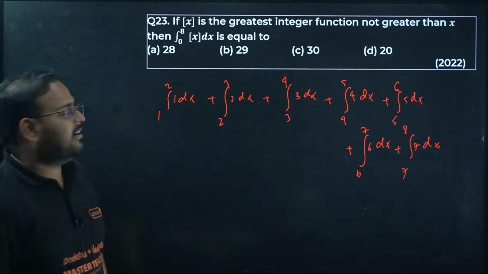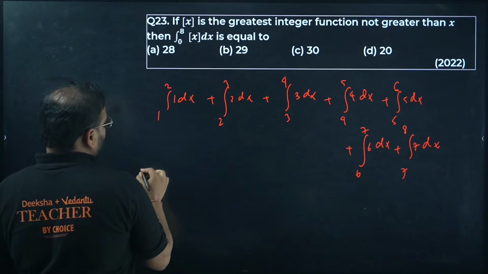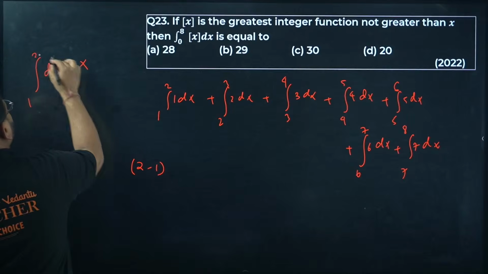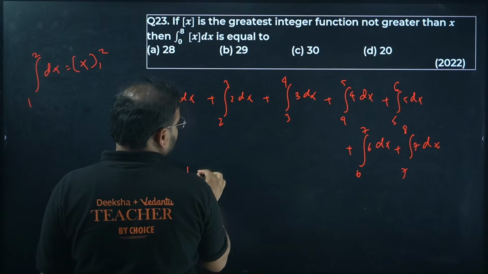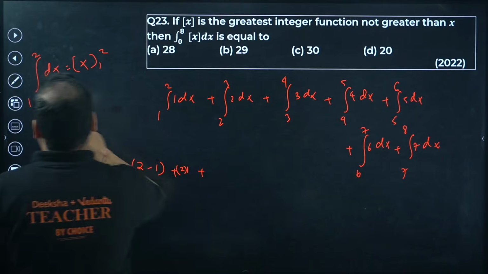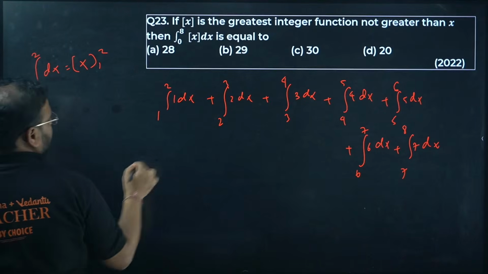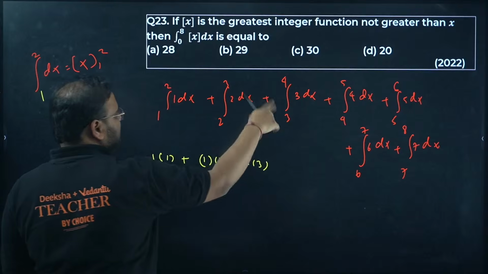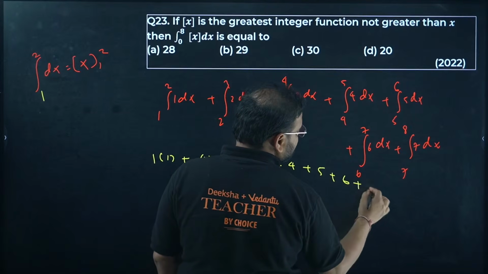Integration of all of this will be what? Always x from where to where? 2 to 1. So right here, I can write 2 minus 1, because integration of dx is what? X limit is 1 to 2, from 2 to 3 and so on. So 2 minus 1, 3 minus 2 will be what? Again 1. 4 minus 3 will be again 1, but 1 into 2 will be there. I'll write the statement again. You're going to get 1 into 1 plus 1 into 2, 1 into 3, because the limit difference is always 1 only. So add it all the way till 4, 5, 6 and 7.